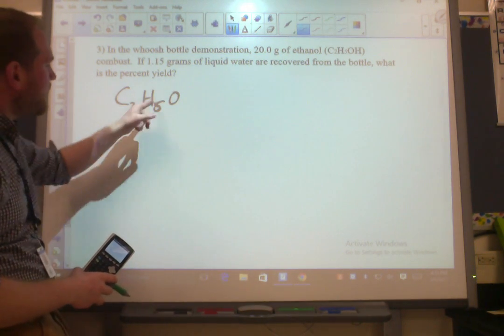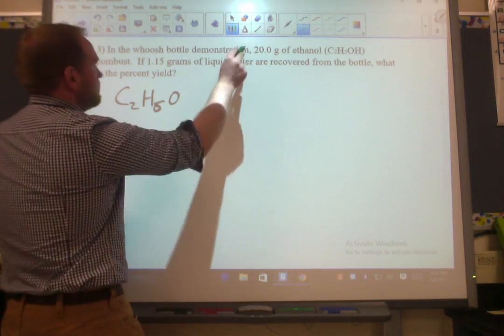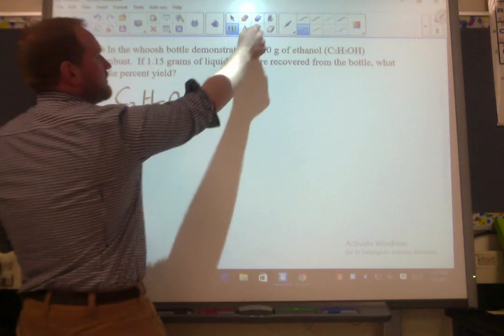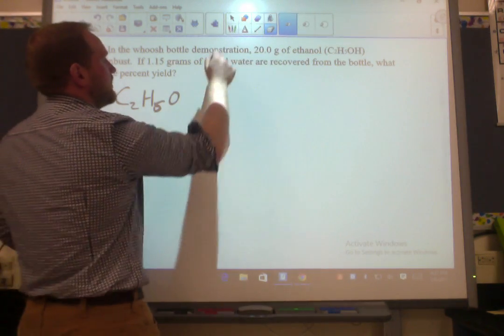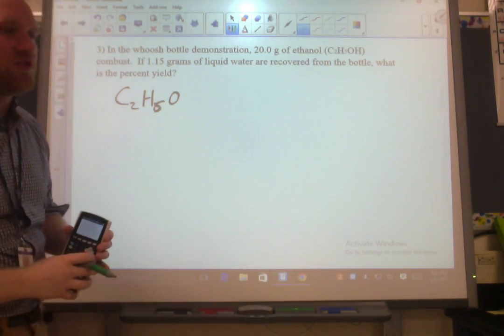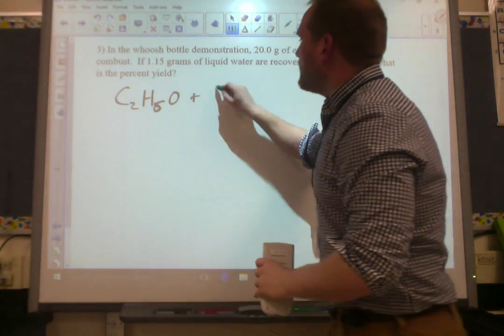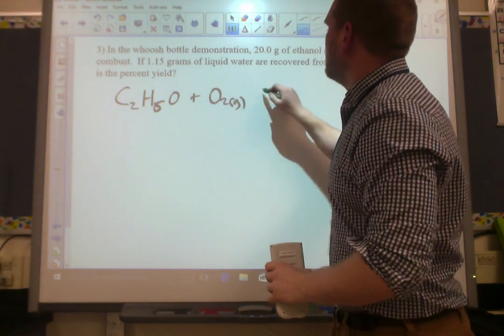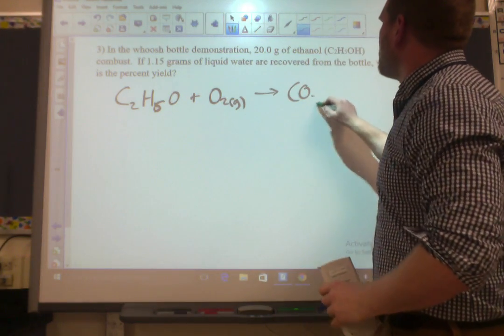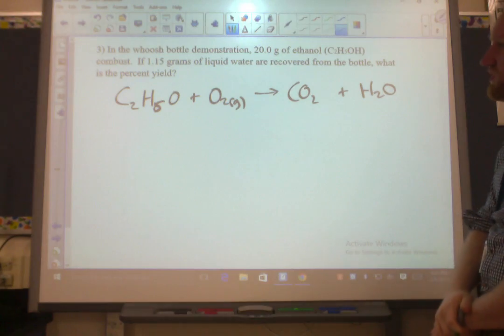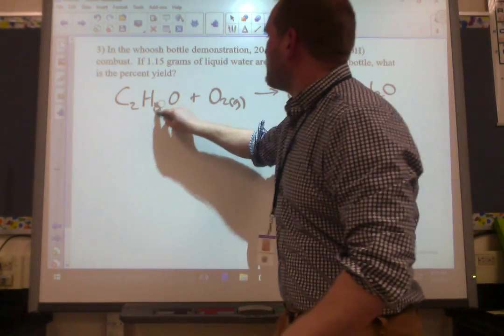So that's my C2H6O. That was liquid. Actually, it was aqueous technically. I'm going to leave the state out of this because it's not entirely clear. The ethanol I used was a mixture of ethanol and water, but we'll leave it as this ethanol. Plus O2 gas yields CO2 plus H2O. All right, let's balance. Let me rewrite that 6 so I can see it more clearly.